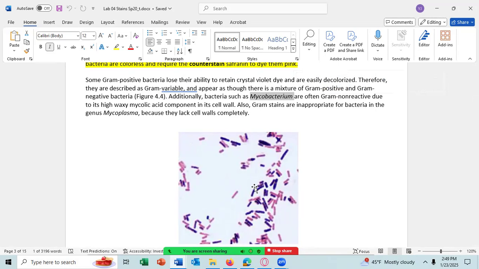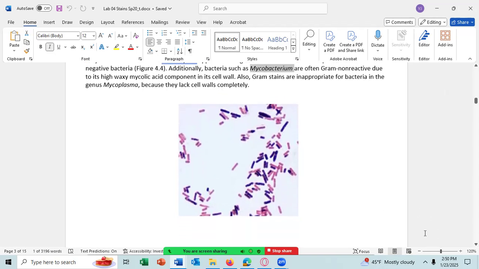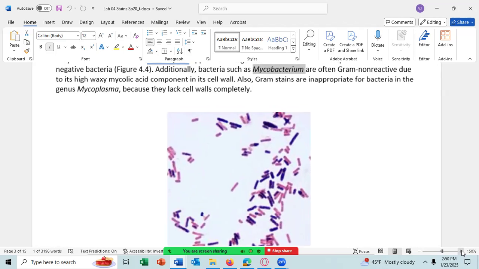Any question about that? And this is warning you that sometimes the mycobacteria, as well as some other bacteria, can appear gram variable. This is one species of cell, and the student or somebody who did it got the cells to stain both gram positively and gram negatively. Let me blow this up a little bit.